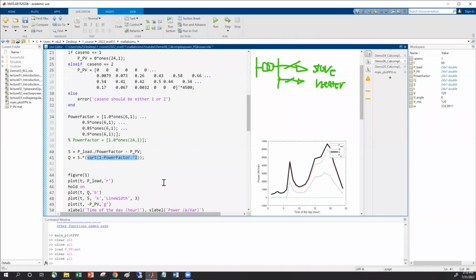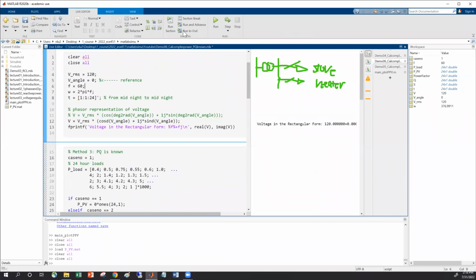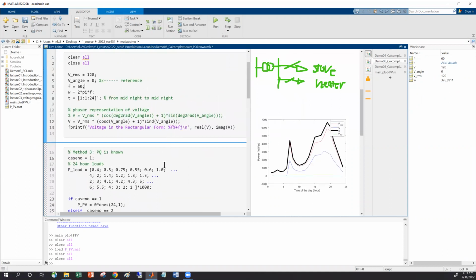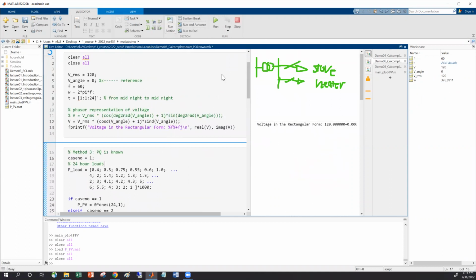So let's just clear everything, start from here, and run selection. And then we can clear everything and just run this part.